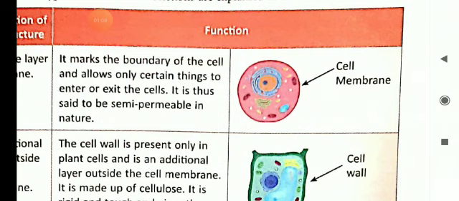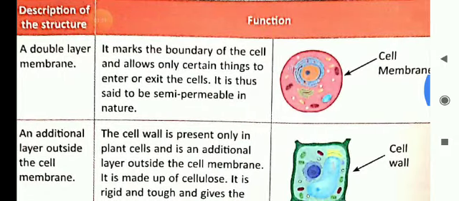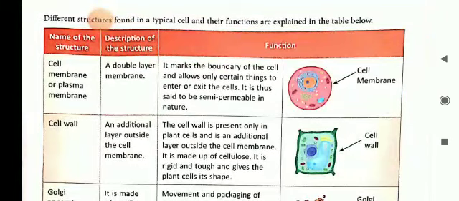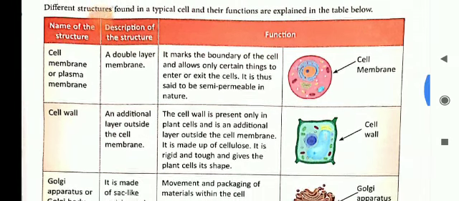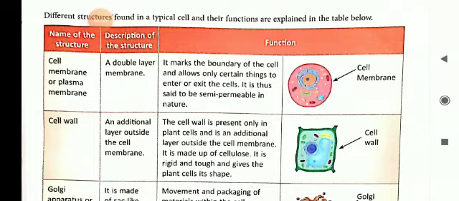So water or air can pass through it, not all the substances. So it is known as semi-permeable membrane. So this is the membrane which covers all types of cells and binds the different parts in a structure. It gives a particular structure also to the cell.